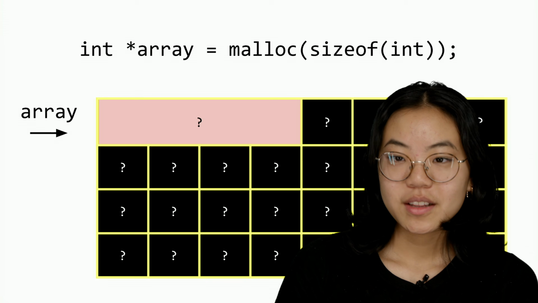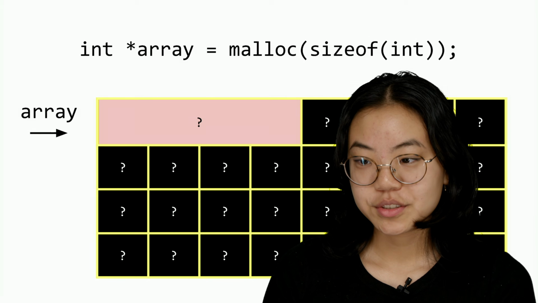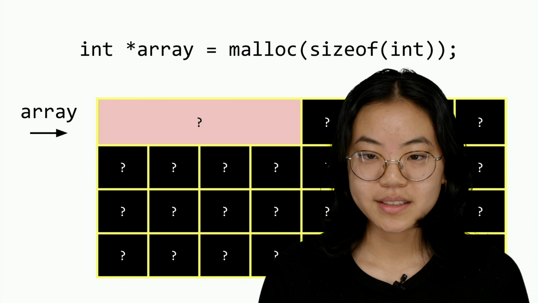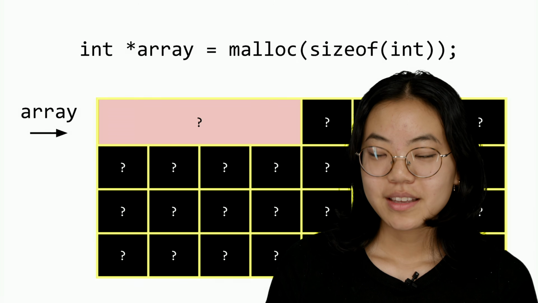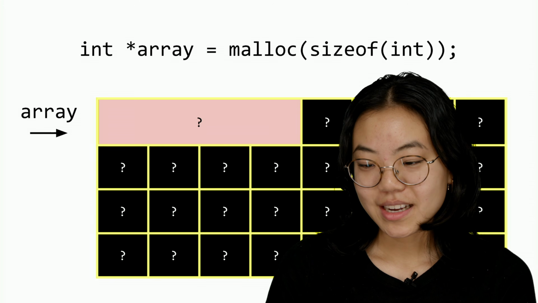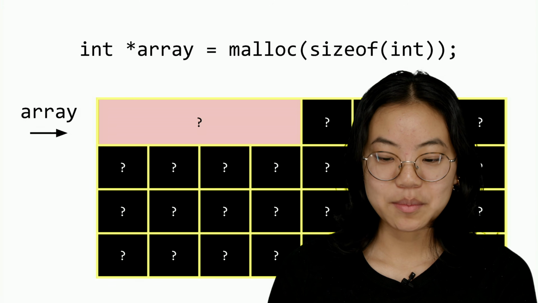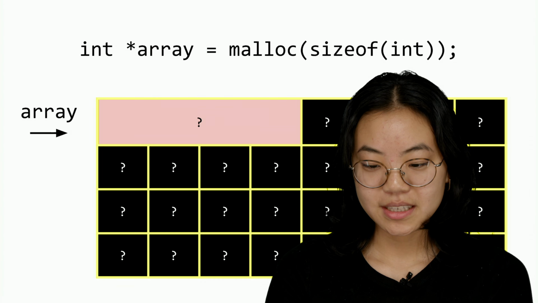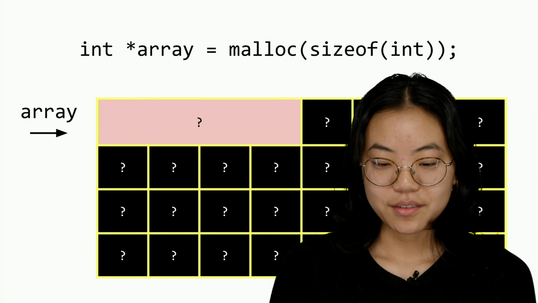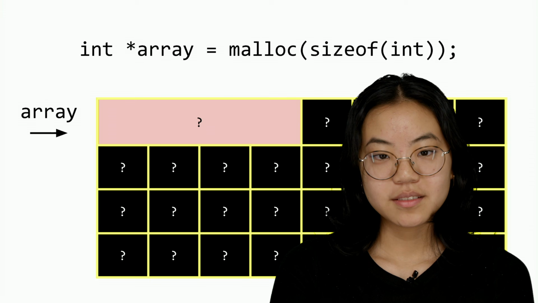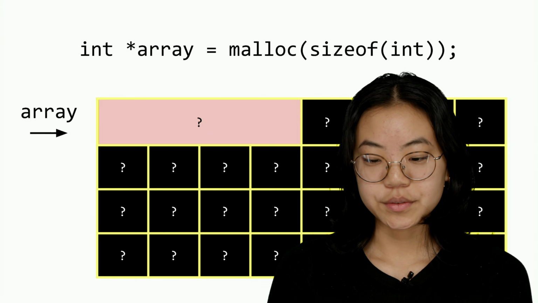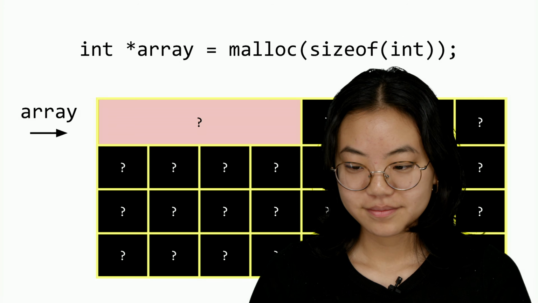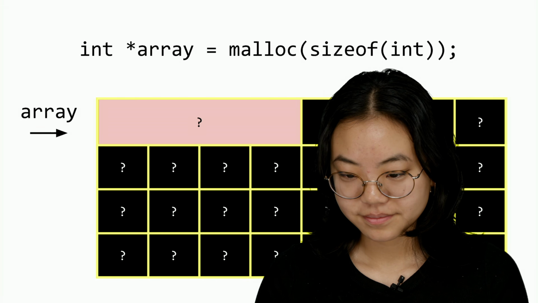So malloc takes the input of how much memory you need. I'm just going to store one integer for now, so give me whatever the size of an integer is, that much memory. And that's 4 bytes, as we know. And so we can see in the memory here, we have our pointer called array pointing to a block of memory that's the size of an integer.